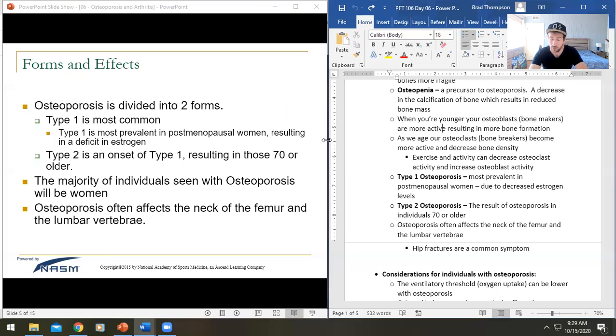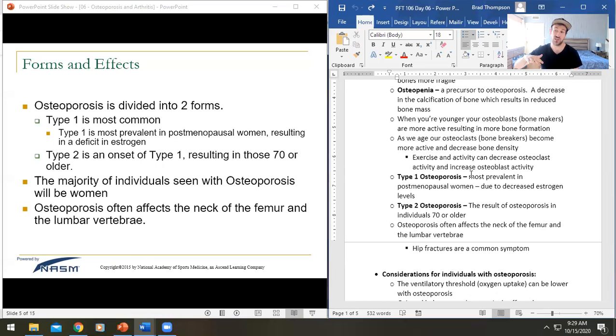So there are going to be two types of osteoporosis. Type 1 is the most common, and this is the type that is prevalent in post-menopausal women. So, as women get older, they're going to go through menopause, right? And that's going to be a big hormonal change. And with that hormonal change, we're going to see a massive decrease in estrogen levels.